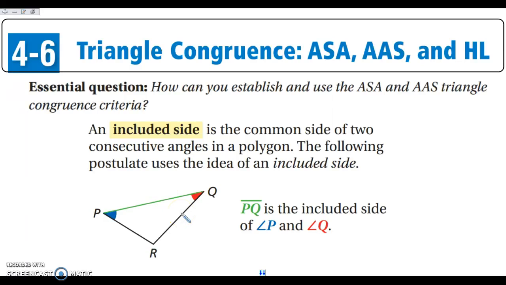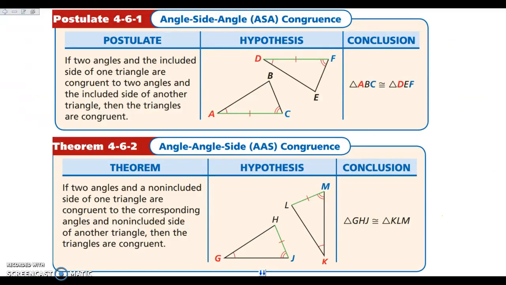The nice thing about looking at included segments is that the endpoints of the segment should be the angles that you know. So I know angle P, I know angle Q, so it's segment PQ. Does that make sense? Your included side's endpoints are always the 2 angles it should be between. Let's take a look at 2 of the 3 shortcuts we're doing today.